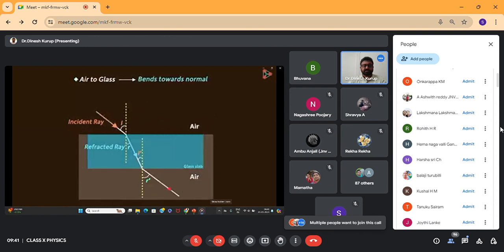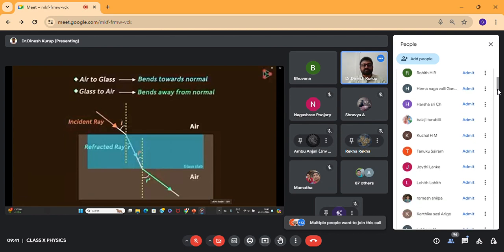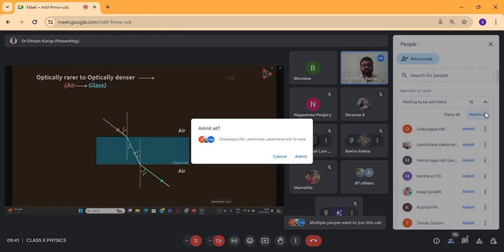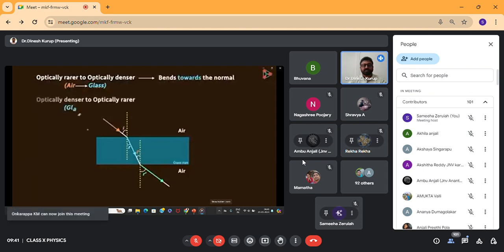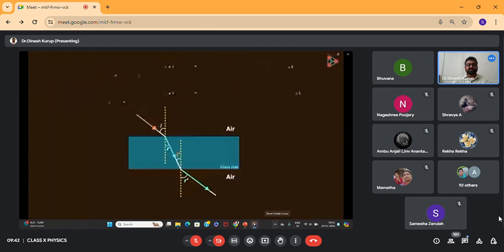And from this refraction, we can see that when the light ray again enters the air, it bends away from the normal. So we can say that when the light travels from an optically rarer medium to an optically denser medium, it bends towards normal. And when the light travels from an optically denser medium to an optically rarer medium, it bends away from the normal. What do we mean by optically rarer and denser mediums, by the way?